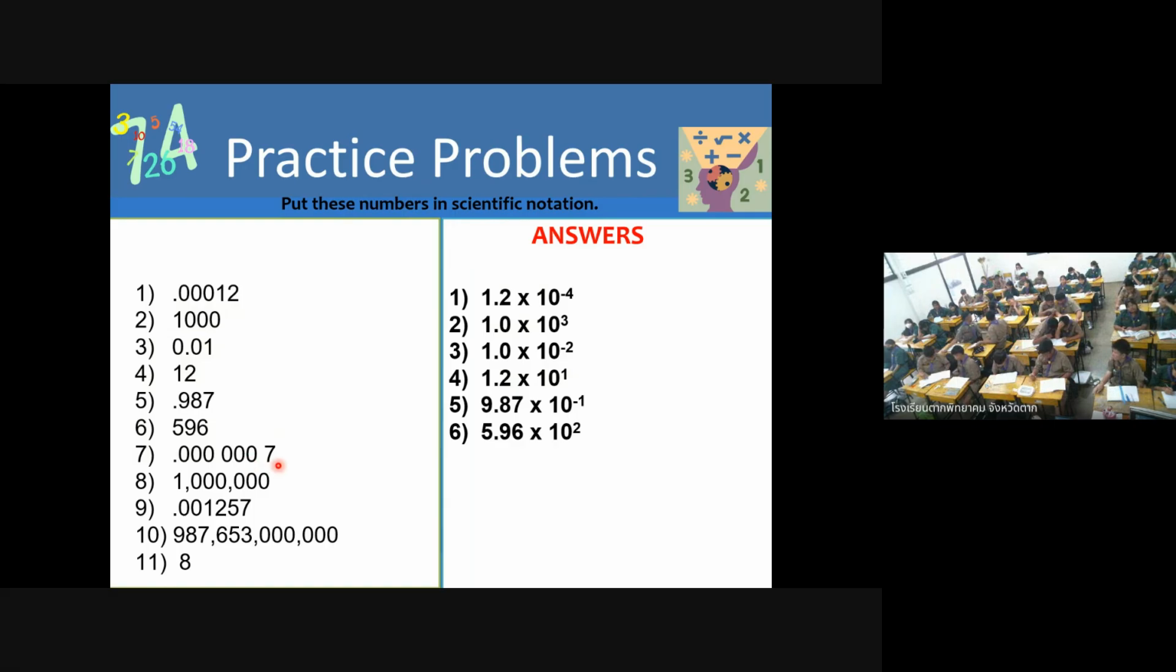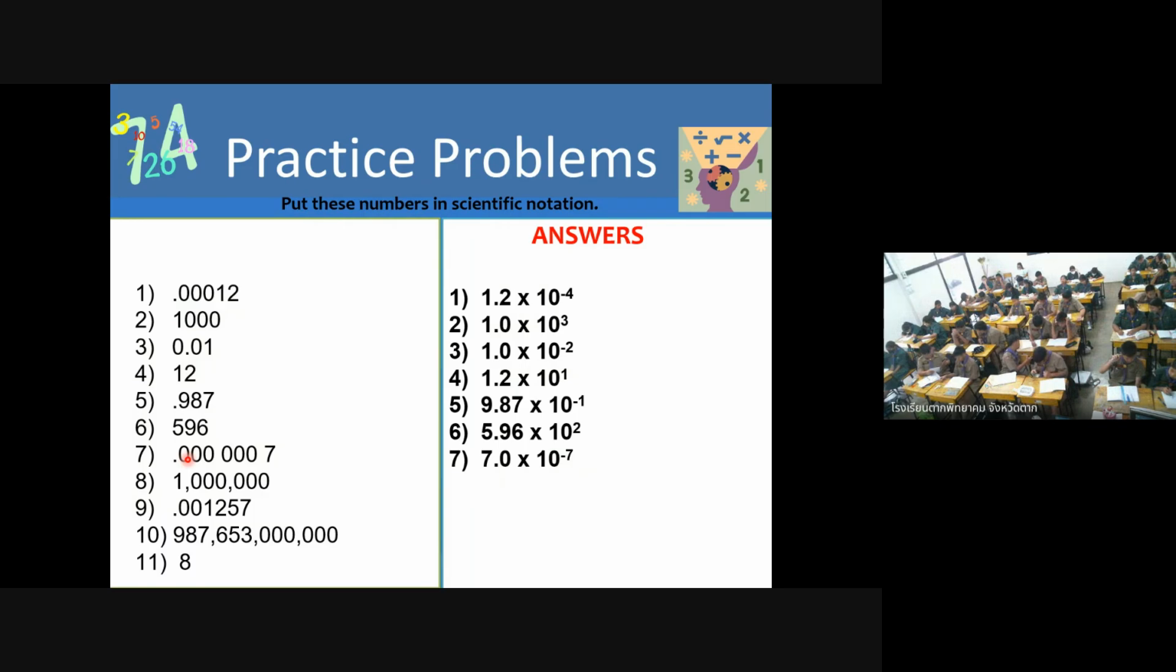Next, number 7. 0.00007. What is it in scientific notation? 7 times 10 to the power of negative 7. You're gonna move the point 1, 2, 3, 4, 5, 6, 7. And since the direction is from left going to the right, the exponent is a negative number.